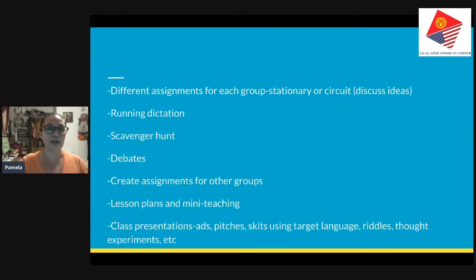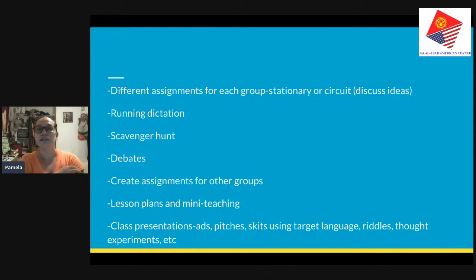So for group work, what can you do? You can have different assignments for each group. You can have them stationary, which means that they just stay and do the assignment. Once you separate them by skill, you say, okay, because these guys are a little bit weaker, and these are a little stronger, I'm going to give a different assignment for this group than for this group. And that's what they're going to work on for the day.